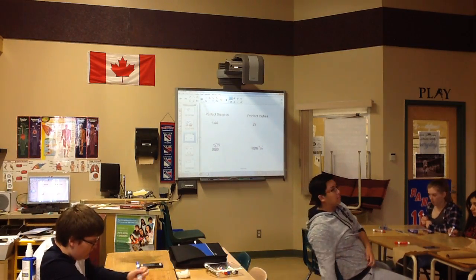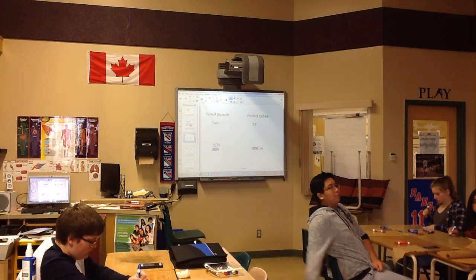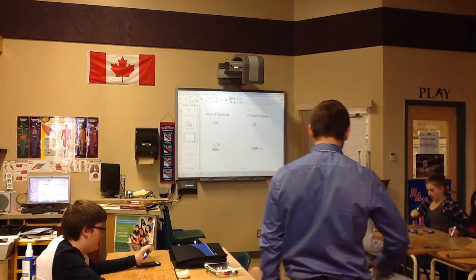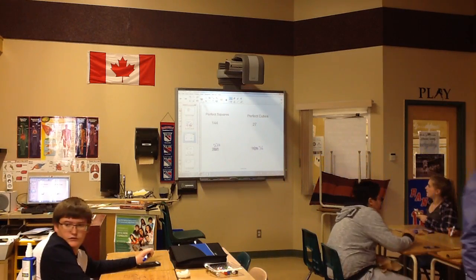Wait, you're supposed to do factor trees for all those? Yep. Factor trees for all of those, and tell me whether or not each number is a perfect square, a perfect cube, neither, or both. Wait, that's the same as 3 to the power 3.